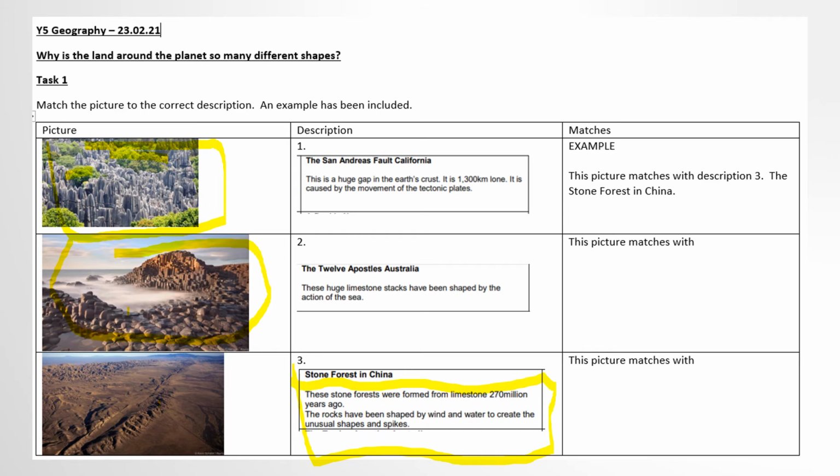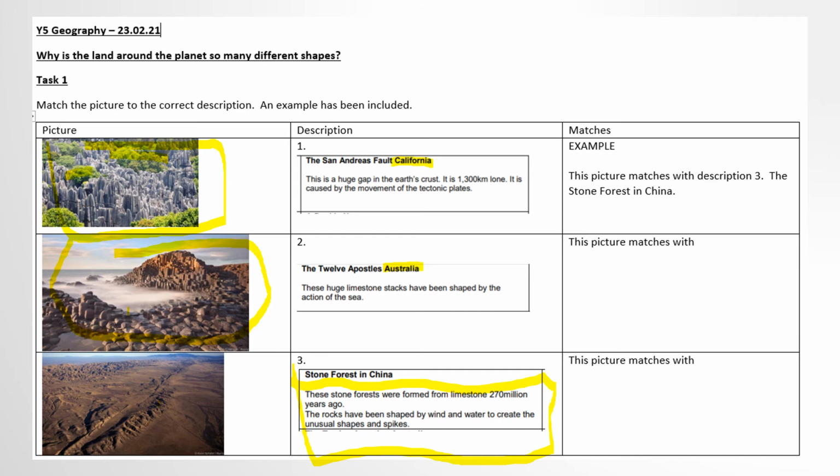Some of the pictures are easier to match than others. And then as you work through, you should be able to get to a process of elimination. Look carefully at the descriptions. What clues have you got there to help you? It might be the location. For example, places like California and Australia, they're going to be a lot warmer. Does that look like a warm climate in the picture?